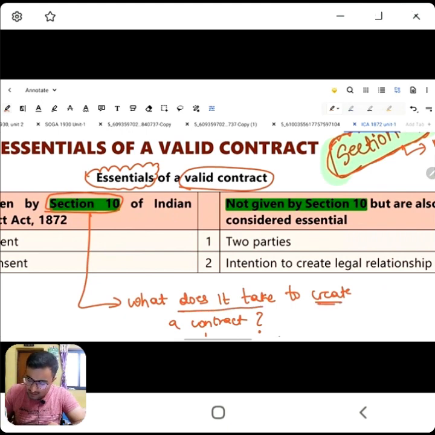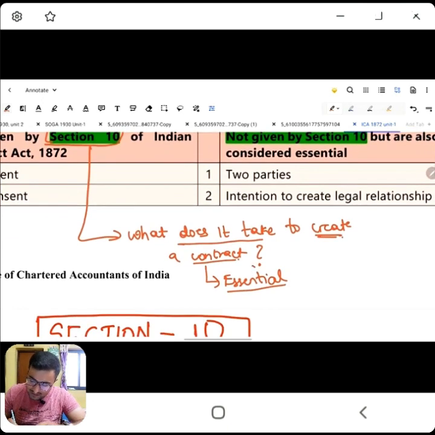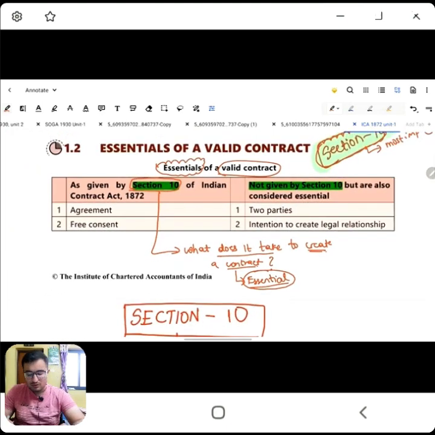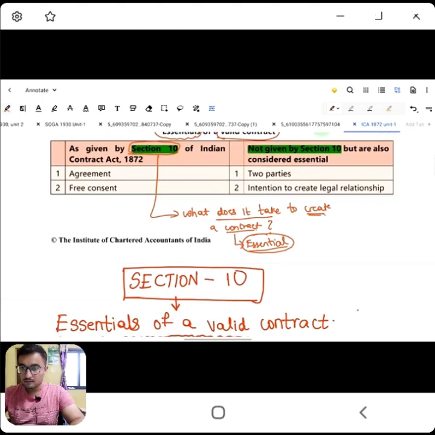What does it take to create a contract? What are the essentials of a valid contract? Section 10 talks about that. According to what we have discussed so far, the essentials of a contract are: number one, there has to be an offer, there has to be an acceptance. These become a promise. These are consideration for each other. This is an agreement. There has to be legal enforceability.